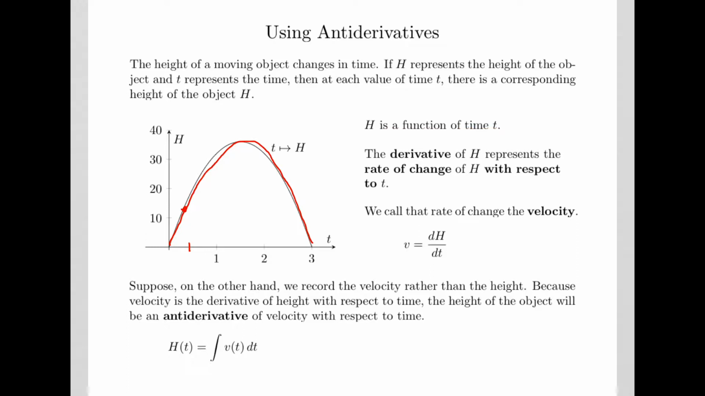Now, the derivative represents the rate of change, or the slope. So at any given point, at time 0.5, I'm up here at this height. The height is the value of the function. The derivative, or the rate of change, is the slope of the tangent line, right? And so at every point on this graph, there's a different slope corresponding to a different value of the derivative.